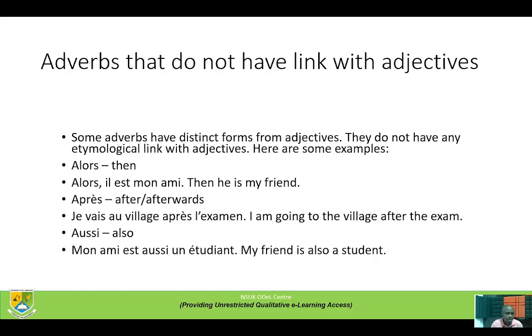Après, that is after or afterwards. Je vais au village après l'examen. I'm going to the village after the exam. Aussi, also. Mon ami est aussi étudiant. My friend is also a student. Aussi means also.